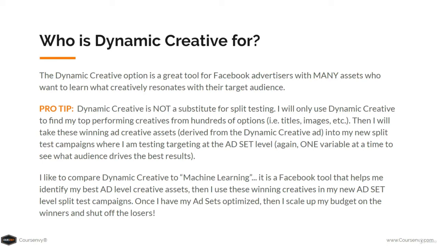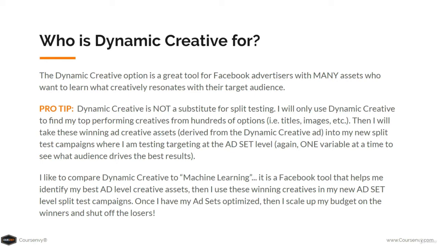I will only use dynamic creative to find my top performing creatives from the hundreds of options I supply, titles, images, so on. Then I will take these winning ad creative assets derived from the dynamic creative ad and put them into my new split test campaigns, where in these new campaigns, I'm just testing the targeting at the ad set level. Again, those split tests are one variable at a time to see what audience drives the best results. But I use dynamic creative to figure out the best creatives for me. Now I just have targeting to figure out at the ad set level.